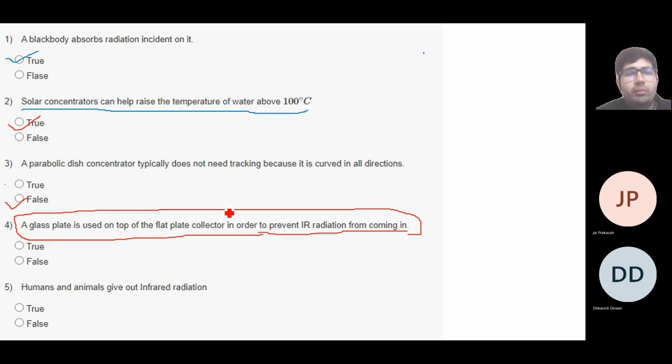So this statement is false, because a glass plate is used on top of the flat plate collector in order to prevent infrared radiation from coming. It is false.